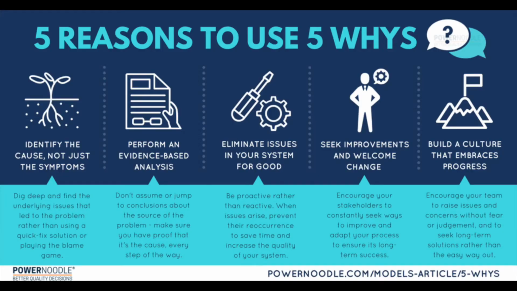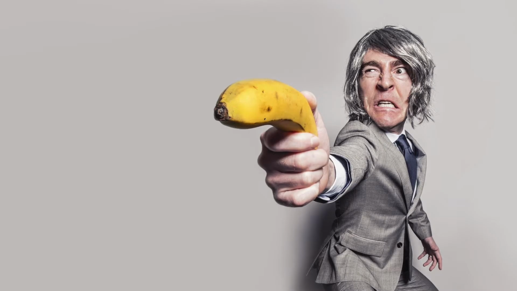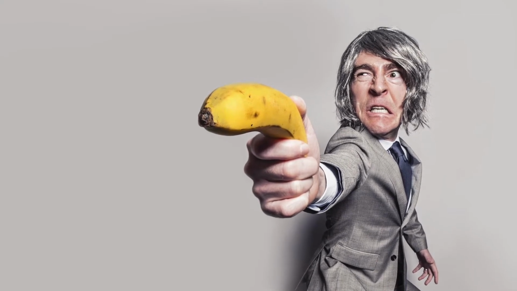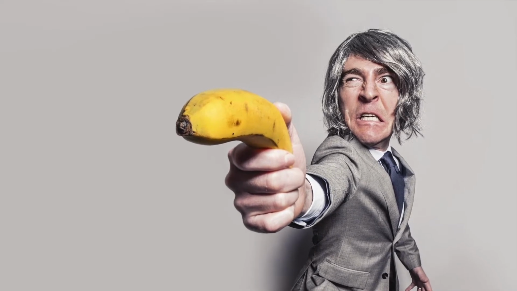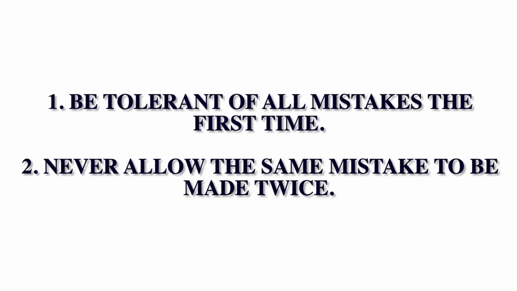The 5 whys also encourage validated learning, and promote asking questions more thoroughly to get a better understanding of the reality of a problem. However, to be really effective, the 5 whys must be asked within an environment of mutual trust, as otherwise they can quickly descend into a means of blaming different team members. To avoid this, the author of The Lean Startup suggests that entrepreneurs follow these 2 rules. First, be tolerant of all mistakes, just the first time. And second, never allow the same mistake to be made twice.